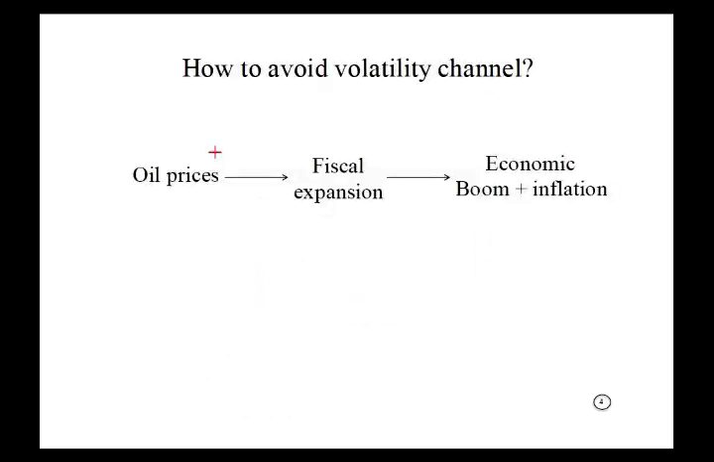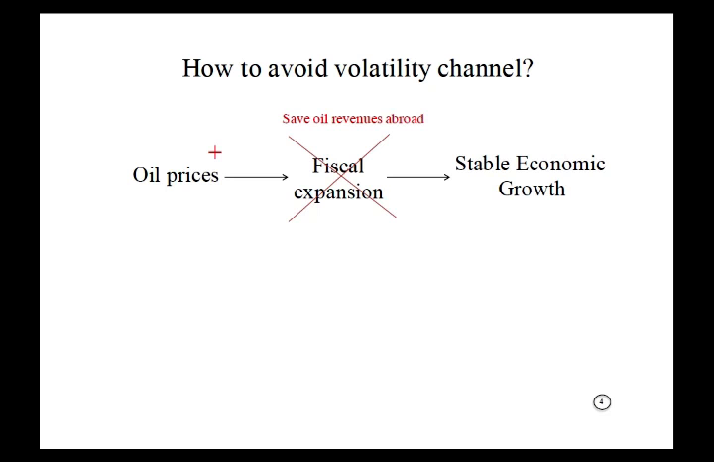Now, how can you avoid this problem? Is this problem unavoidable? Yes? You just save some money when the oil prices go up. So when the oil prices go down, you have that money that you can invest, to not have a huge inflation. Yeah. First of all, don't spend the money. It's very easy. Don't spend the money. Save it. If you're a government, save it.